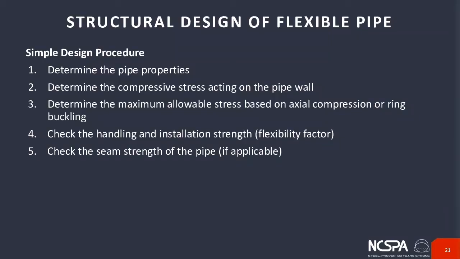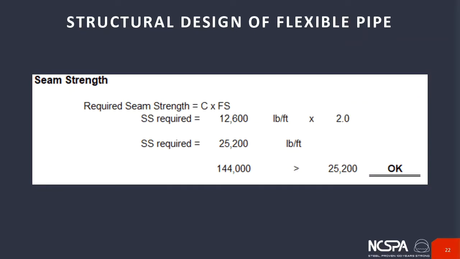The next step would be to check the seam strength of the pipe. And again, I have on here "if applicable," because if a structure has a continuous lock seam construction, then there is no seam, and so there's no seam strength that is necessary. But for bolted structures, such as a corrugated structural plate structure like the one we're talking about, or a riveted pipe, then the seam strength does need to be checked.